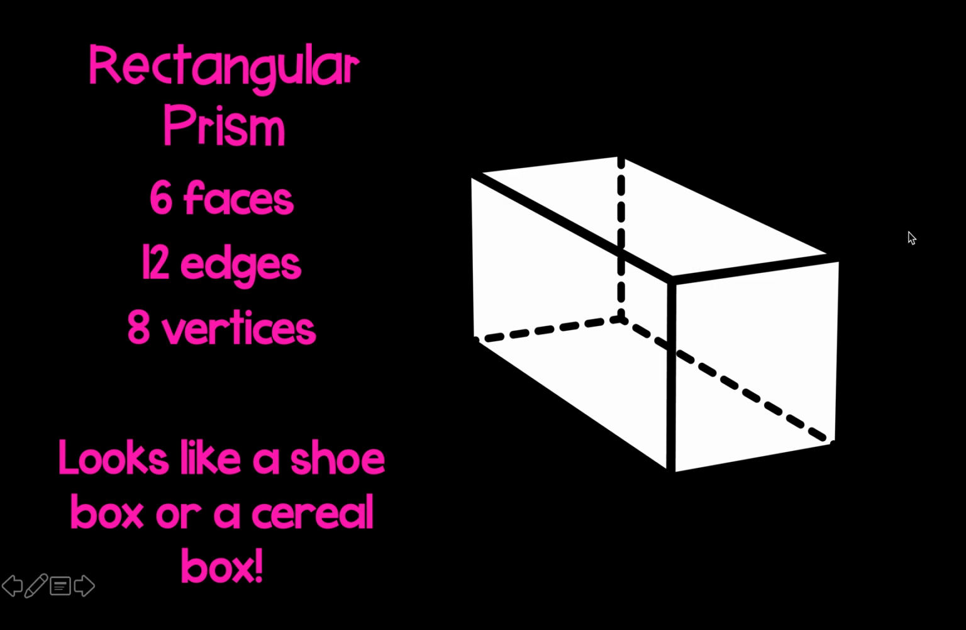Now, let's talk about the edges. We have 1, 2, 3, 4 to the back. 5, 6, 7, 8. Now the top. 9, 10. Now the bottom. 11, 12. Those are your 12 edges, and it has 8 vertices. 1, 2, 3, 4, 5, 6, 7, 8. That is a rectangular prism, and it looks like a shoebox or maybe even a cereal box.